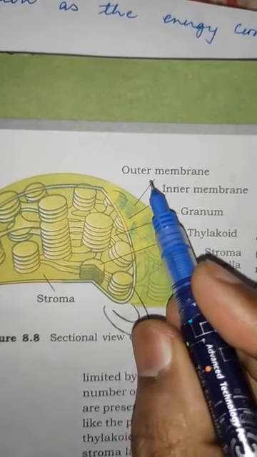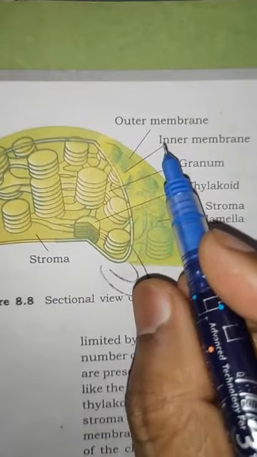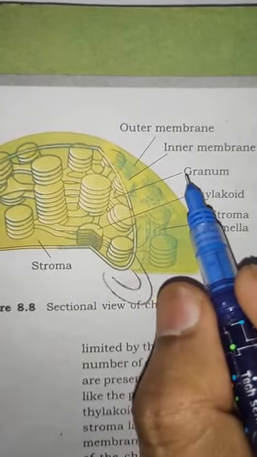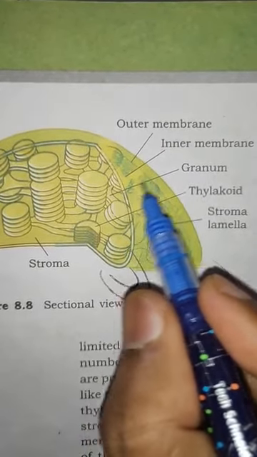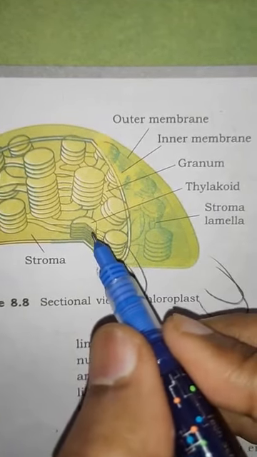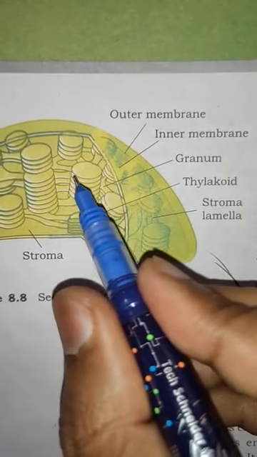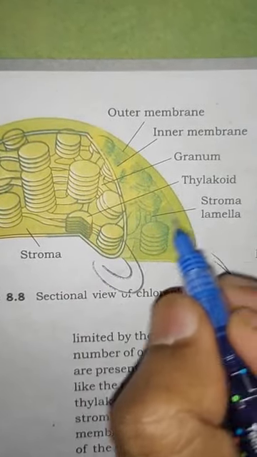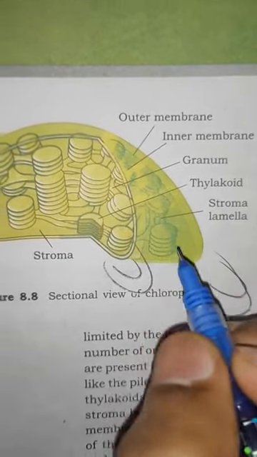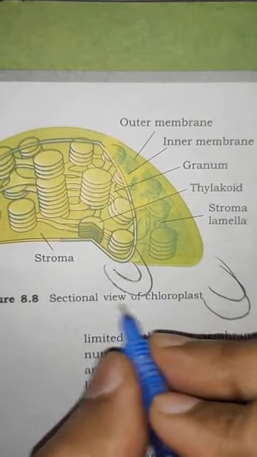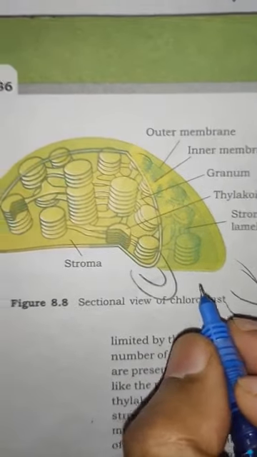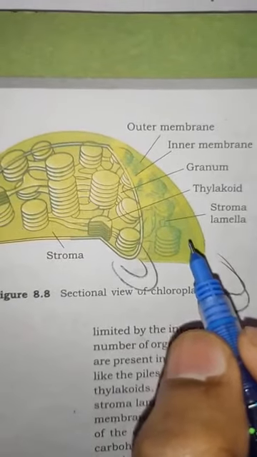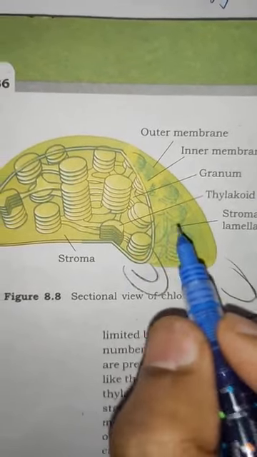This is the outer membrane, right? This is the inner membrane. This part is the granum where the light reaction will occur, right? This is the thylakoid. You will be able to observe them arranged in the form of coins, right? This is the stromal lamellae part. This is the structure of a sectional view of a chloroplast. So it is a double membrane cell organelle. Clear? It is a double membrane cell organelle, right?